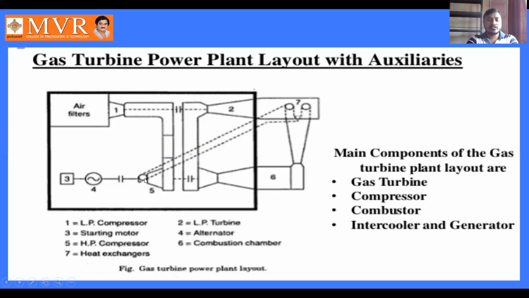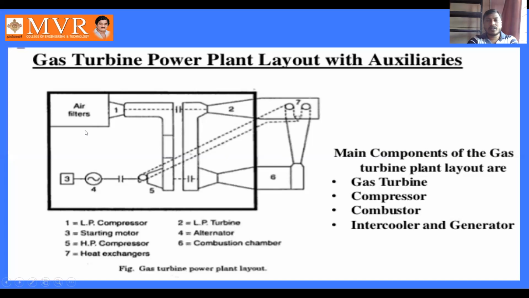The mechanical energy is transferred to the alternator, and the alternator is used to convert the mechanical energy into electrical energy. The remaining gas is passed to the low pressure turbine, and from the low pressure turbine it again enters into the heat exchangers. From the heat exchangers, the recirculation process is done. This is the gas turbine power plant which we are studying.